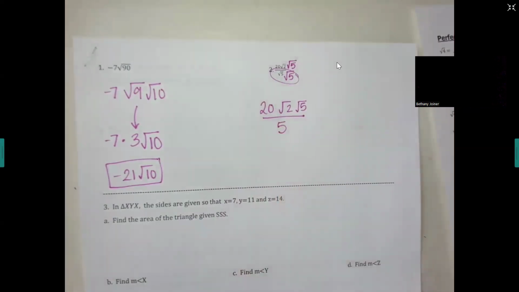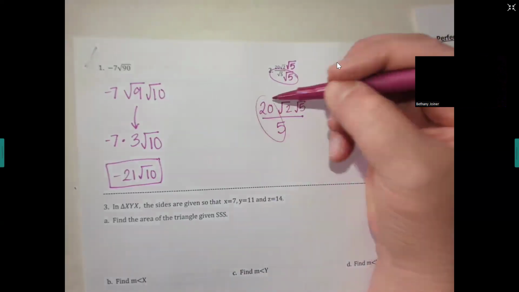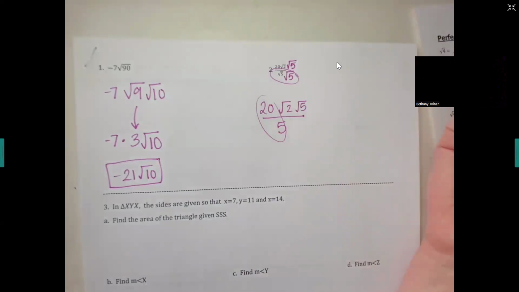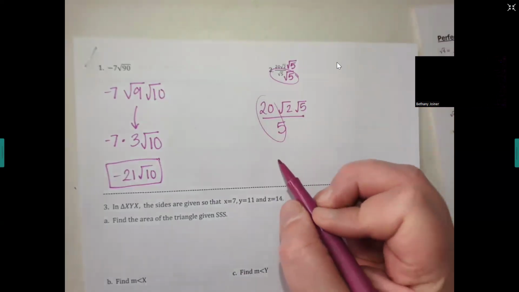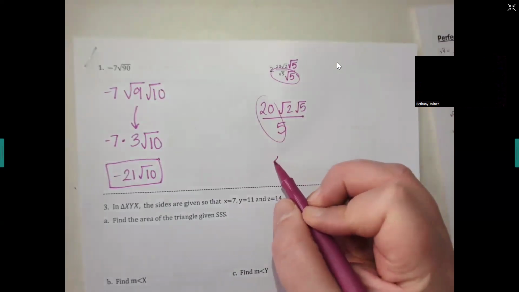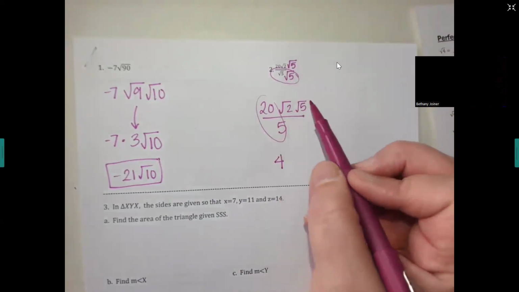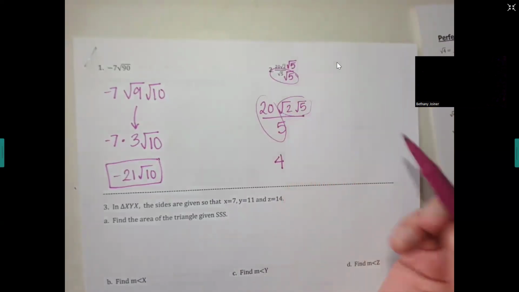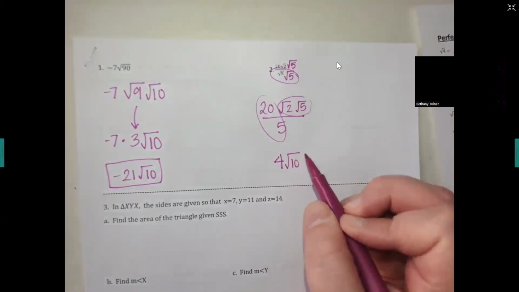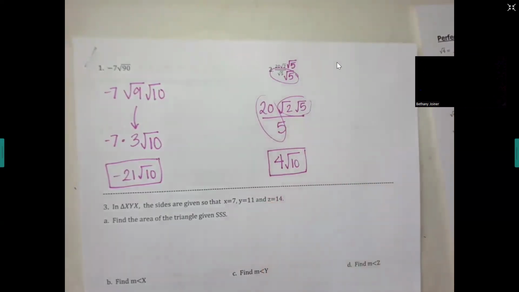Then from here, remember, numbers that are both in a square root, those can go together. Numbers that are both not in a square root, those can go together. So what I mean by that is the 20 divided by 5, I can do that. What is 20 divided by 5? 4. And then what's root 2 times root 5? Root 10. Okay, so remember, if they're both on the outside, do it. If they're both on the inside, do it.